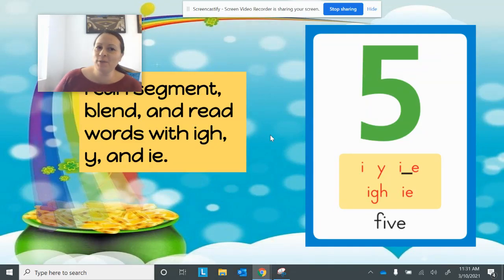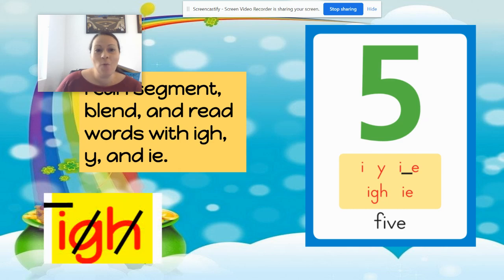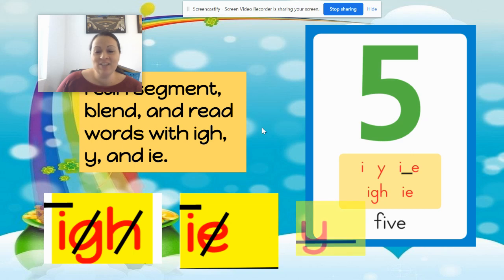Anaya. Repeat after me. Say, I can segment, blend, and read words with IGH, Y, and IE. So a couple of them today, boys and girls. Now, all of these, the IGH, the IE, and the Y, they're all going to make the same sound. And that sound is I. It is going to be the long I sound.